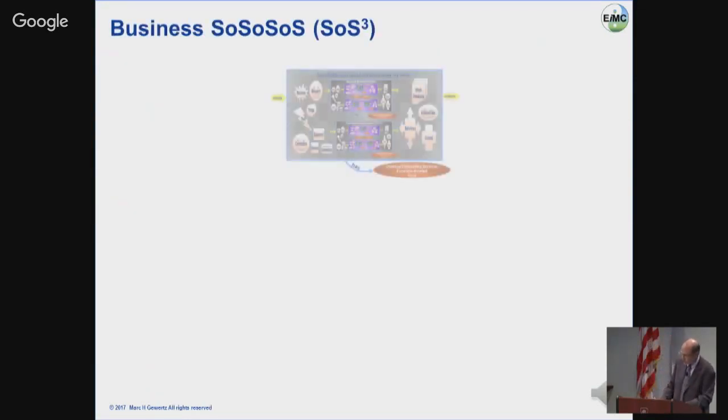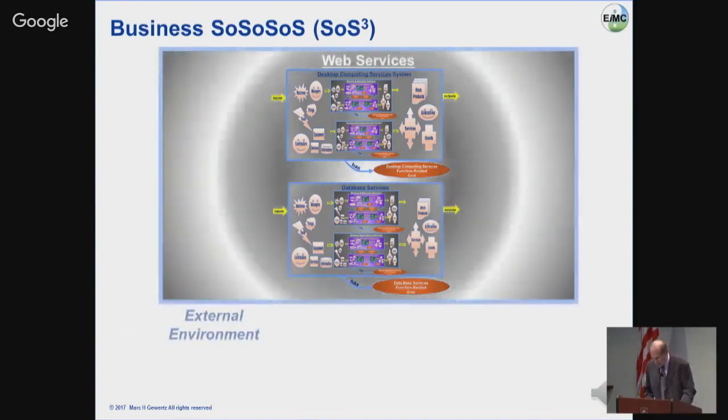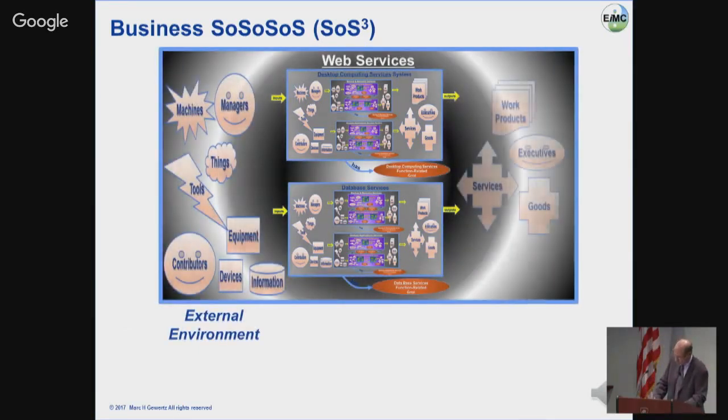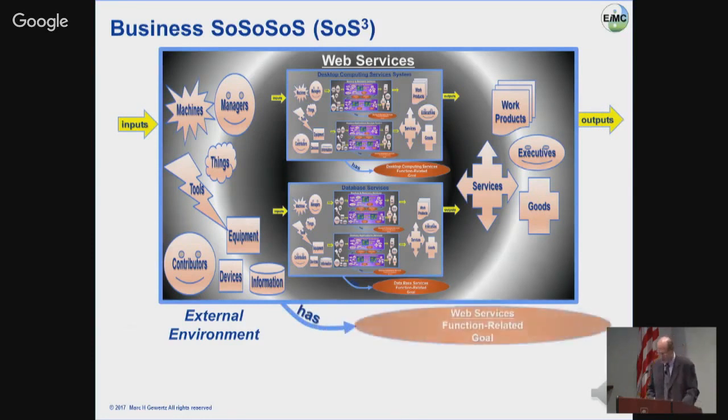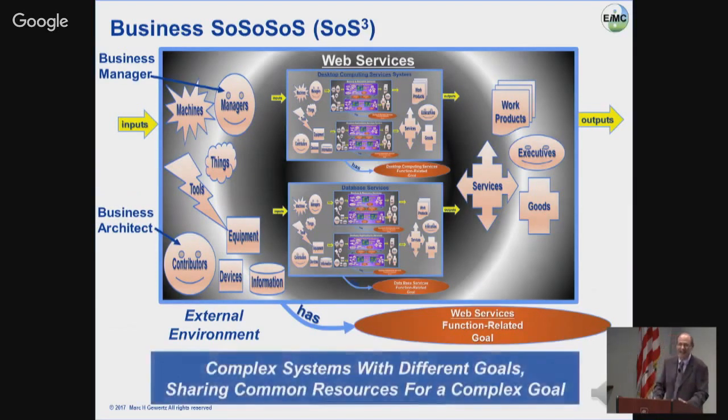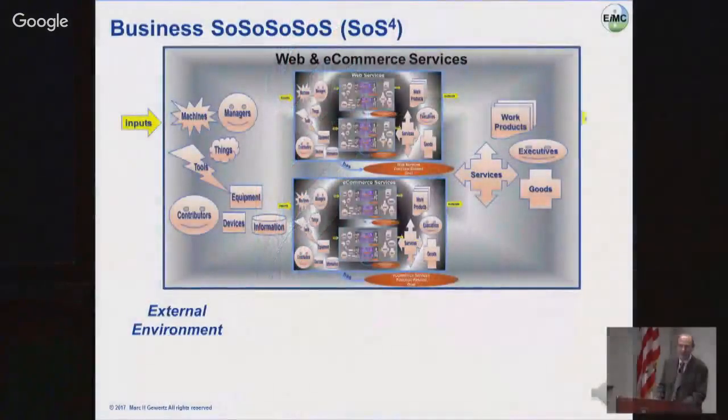And similarly, we can combine desktop computing services with database services into the higher order company-related purpose of web services, a SOS cubed, reaching a configuration of business systems where the people who develop and operate the technology systems which support them are beginning to be hidden in the details of web services. And then combine web services and e-commerce services into the higher order corporate-related purpose of web and e-commerce services.